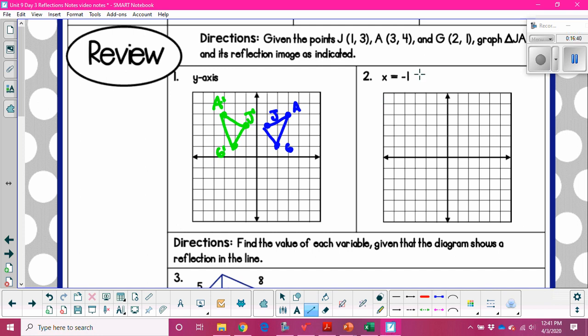All right, so we had to graph JAG again. So let's go ahead and graph that. Okay, so we have J, which was at 1, 3. 1, 2, 3. All right, A, which was at 3, 4. And G, which was at 2, 1.